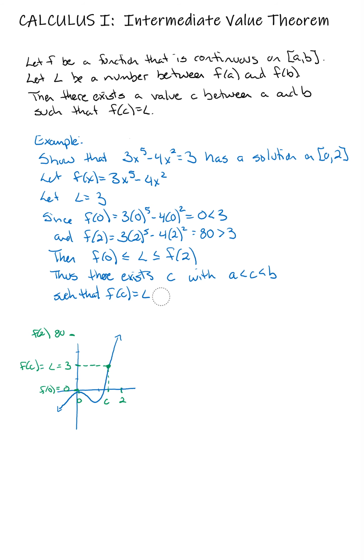Maybe I can add that here. So that means there must be some value. I must have this c value that gives me a function value of 3. So there's got to be a solution, and that's the idea.